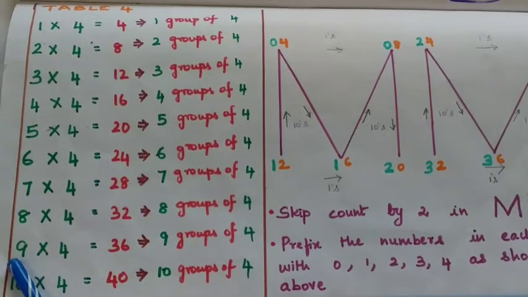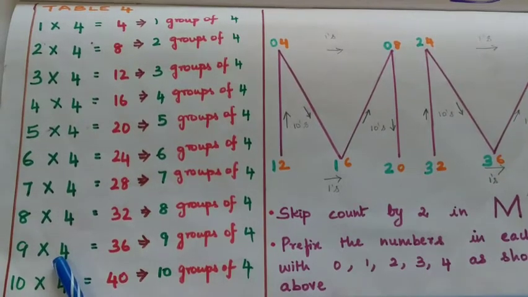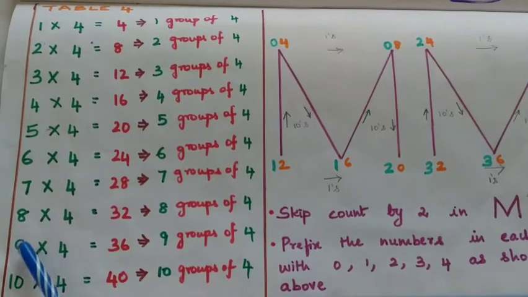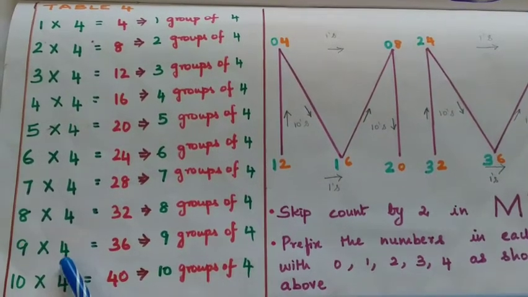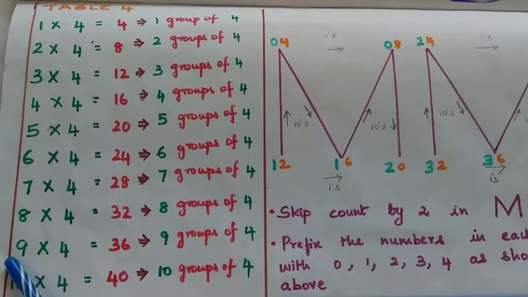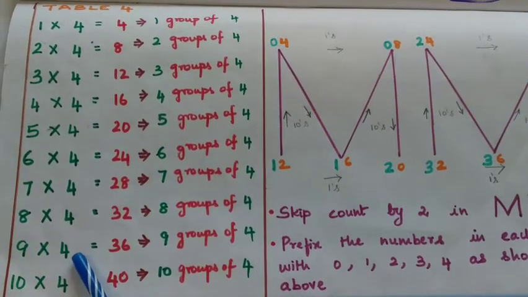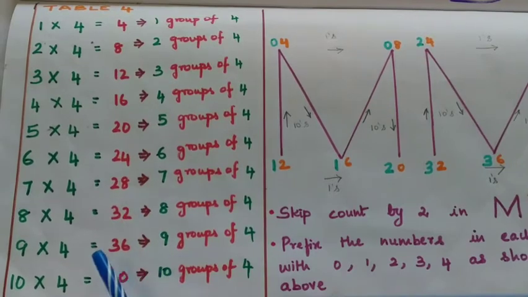Let's consider row 9 of table 4, where 9 is being multiplied by 4. This means that there are 9 groups, with each group having 4 items in it. So to find the total number of items, we perform multiplication to obtain the answer instantly.